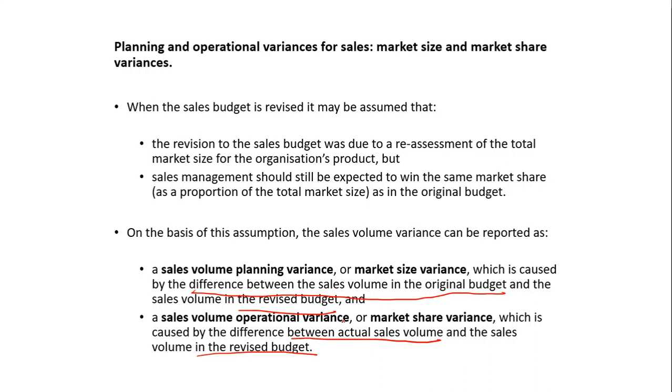So remember, you're calculating your sales volume variance in exactly the same way that we used to do before, except that this time you're calculating two variances. One between your original budget and your revised budget. This will become your market size variance, and the other variance you'll calculate is between your revised budget and actual results, and this will become your operational volume variance or market share variance.